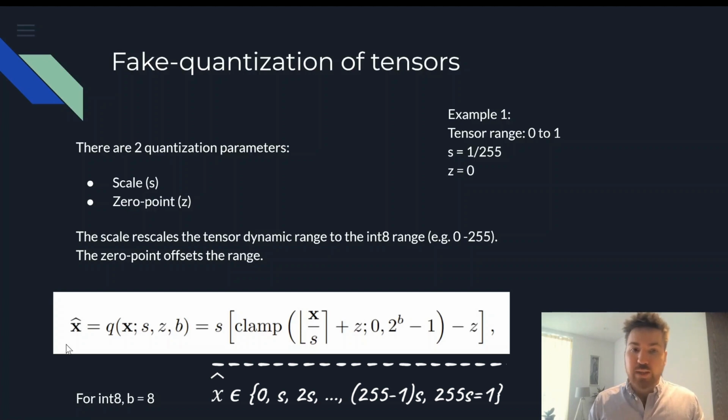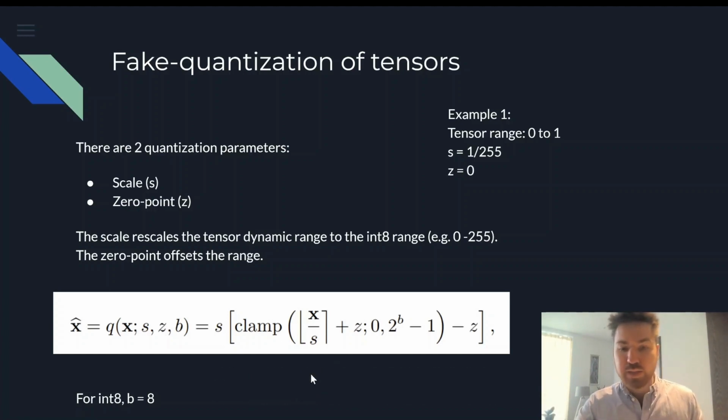But all of the values in that tensor will be limited by whatever our quantization range was, which in this case is 0 to 1. And all of the values are going to belong to this int8 grid. So values are going to be equal to s times 1 or s times 2 or s times 3, all the way up to 1, which is 255 over 255 times s, which is equal to 1. Okay, hopefully that made some sense.